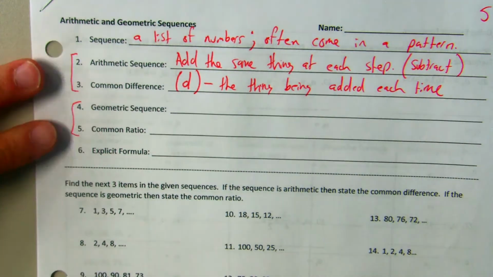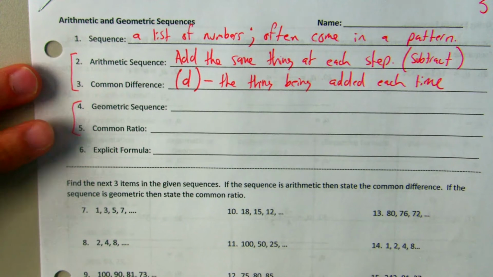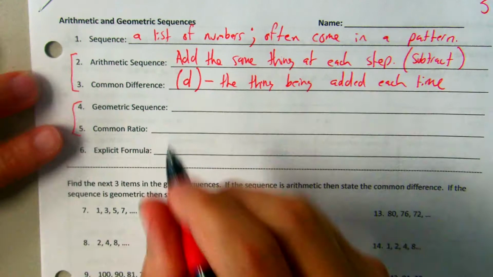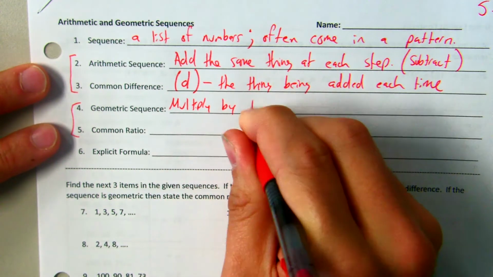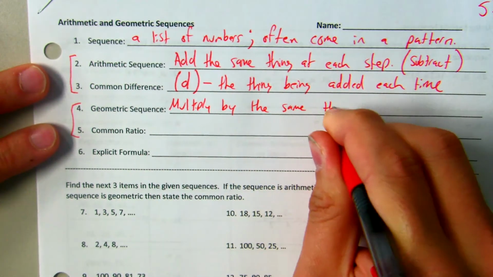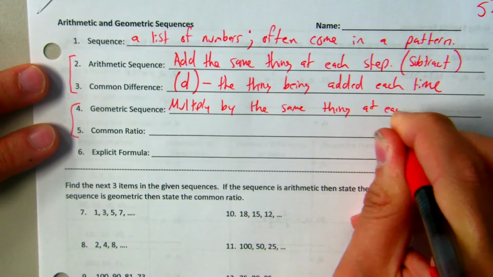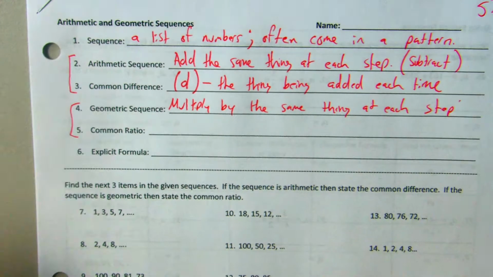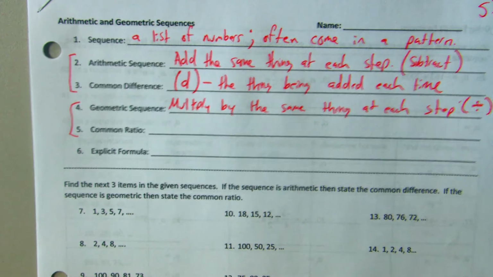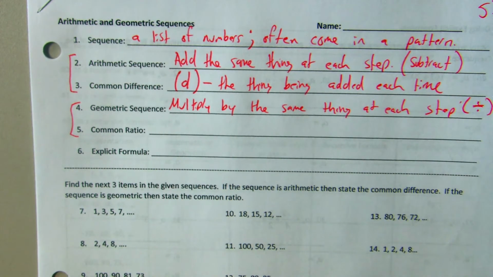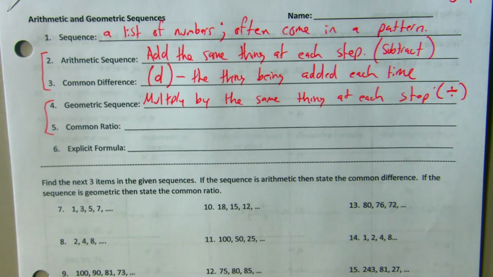Now, not all sequences have to fit these two patterns, but these are going to be the two most common. And then the other one is geometric, and this is when you multiply by the same thing at each step. And you may want to put in parentheses that this can include division, because you can multiply by fractions. Multiplying by a half is the same as dividing by 2. Multiplying by a third is the same as dividing by 3. So if you see that you're multiplying or dividing at each step, that's going to be a geometric sequence.